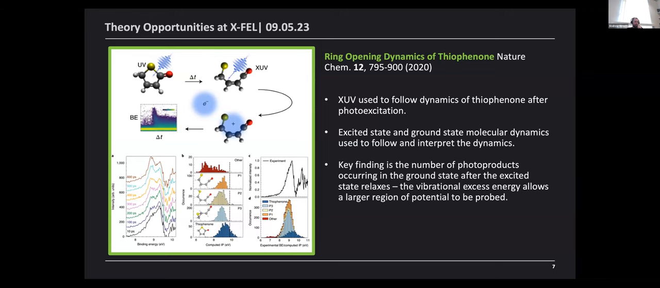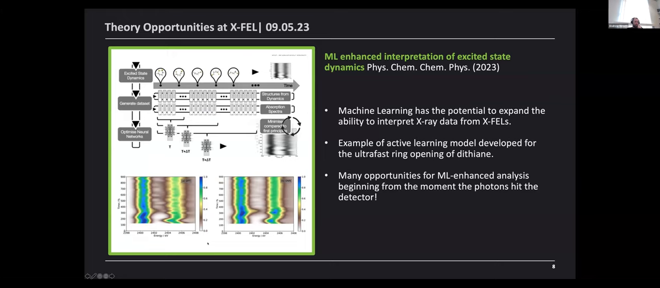I suppose one of the challenges is that a lot of these are quite computationally expensive. A lot of resources goes into computing all of these many geometries at the various timescales. And so quite recently, there's been work on using machine learning enhanced techniques. So in this case, it's applied to the ring opening of dithiane.